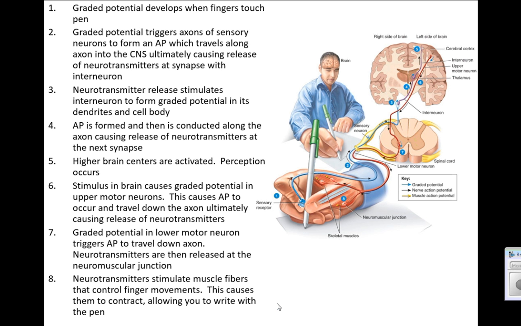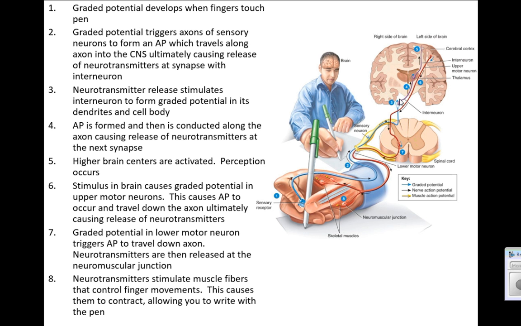Okay. 8 steps involved in this simple process. Simple with air quotes. The graded potential is going to develop when your fingers first touch a pen. That happens in a sensory neuron in your fingers. That then becomes an action potential that spreads into your spinal cord. There's our sensory neuron, by the way. Into our spinal cord, and then up the spinal cord, we perform a synapse, which is where communication occurs between one neuron and another neuron.